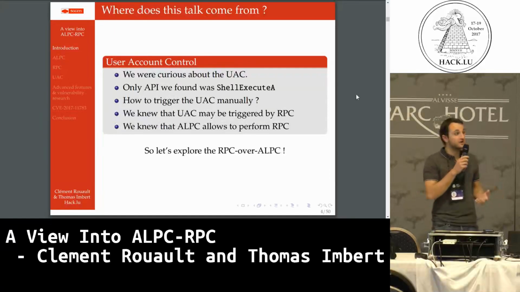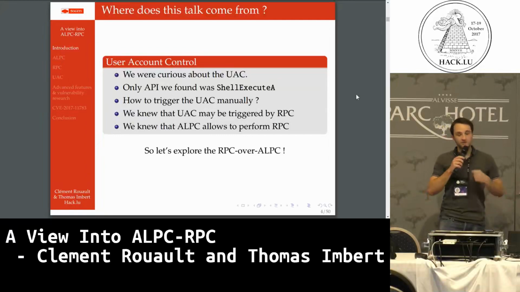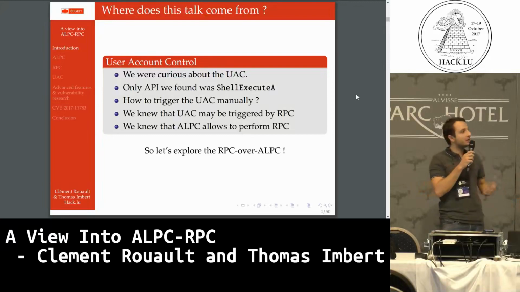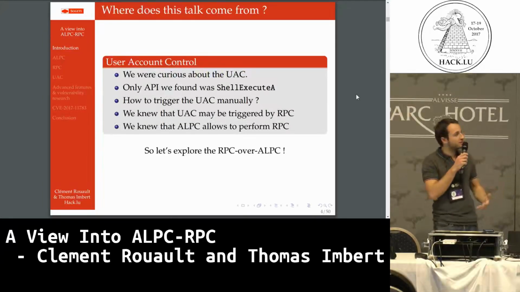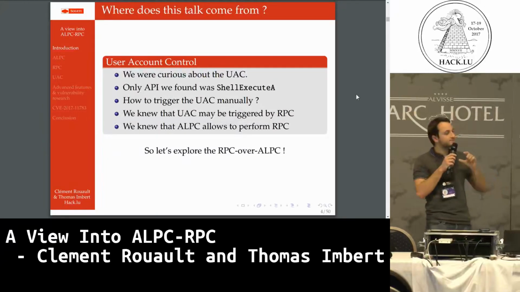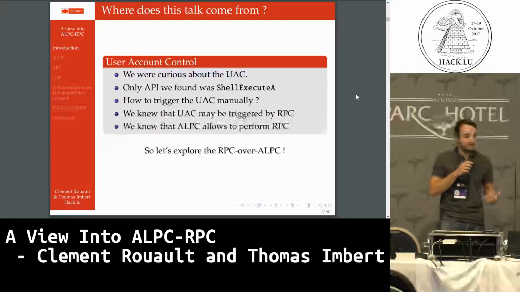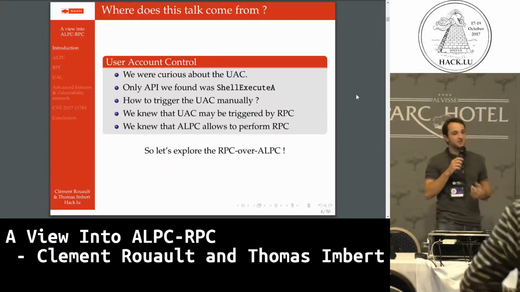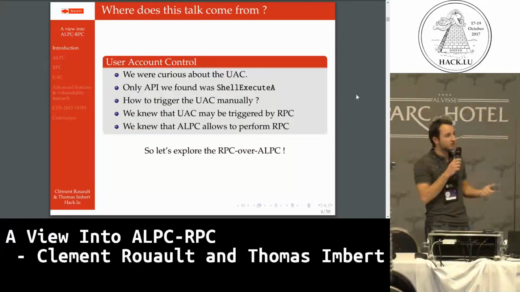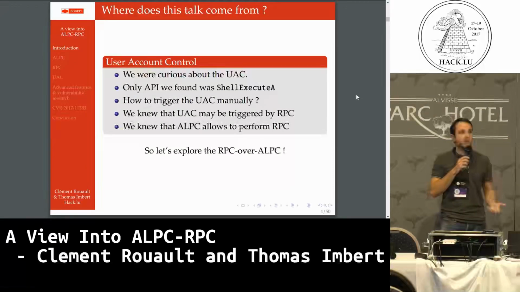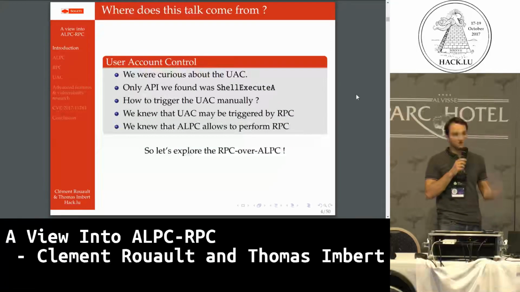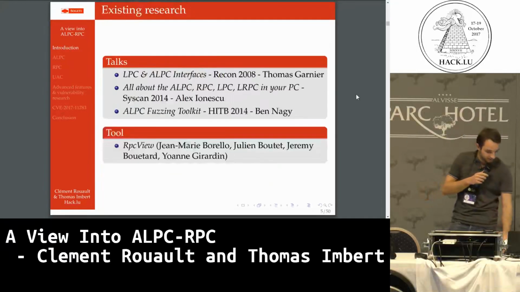And we wanted to launch the UAC from some script, some Python script, and the only API we found was ShellExecute. It's a really complex API, really complex under the hood, that does a lot of things. And we wanted to be bare metal and trigger it manually. What we knew is that the UAC might be triggerable using remote procedure call, and that the ALPC system on Windows may allow us to perform RPC. So together, let's explore the world of RPC over ALPC on a Windows computer.